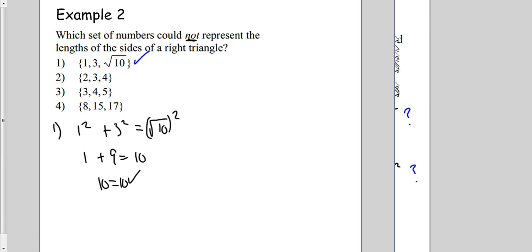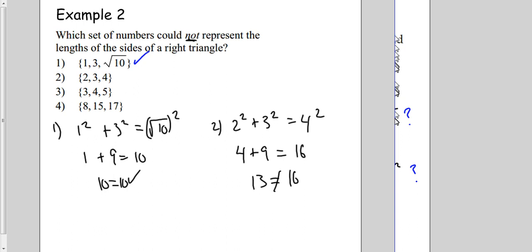So let's try choice 2. Choice 2 says 2 squared plus 3 squared, set that equal to 4 squared. 2 squared is 4, 3 squared is 9, 4 squared is 16. 4 plus 9 is 13. 13 does not equal 16, so this cannot be a right triangle. So the answer is choice 2. Choice 2 is the answer. These measurements could not represent a right triangle.